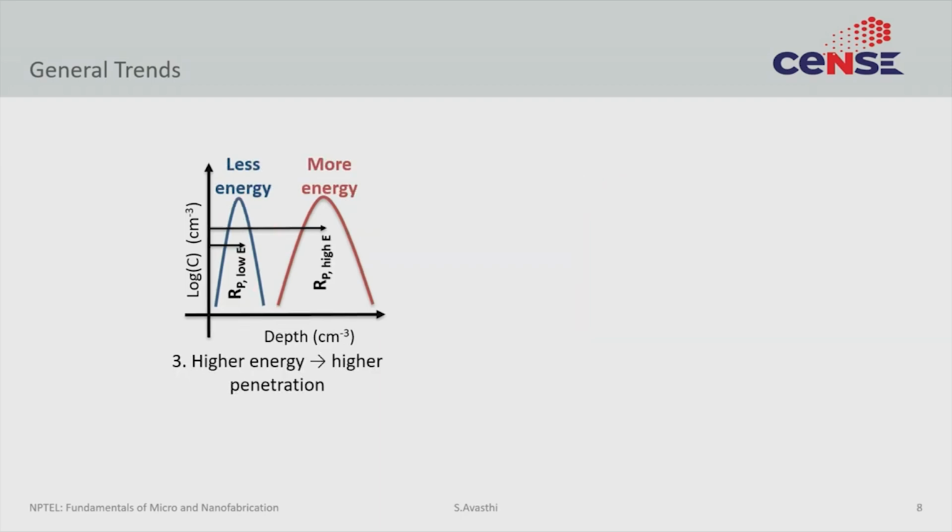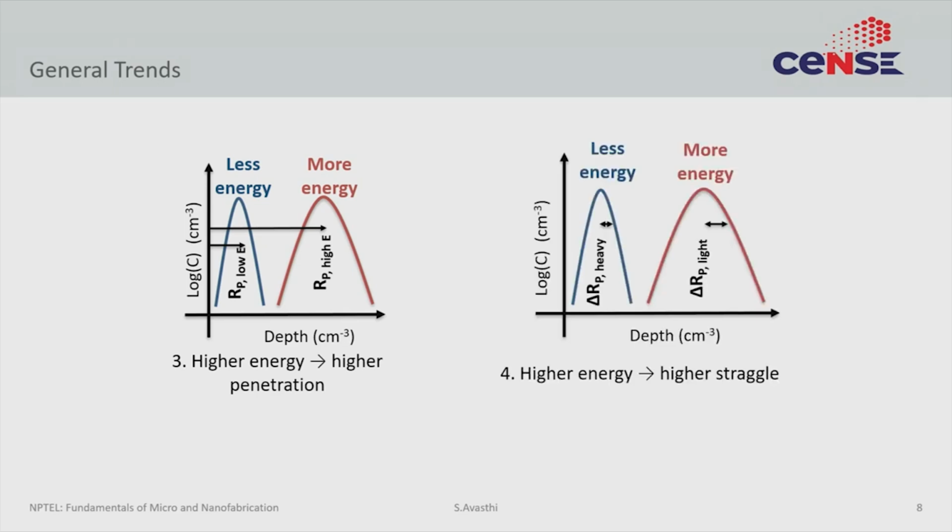Similarly with energy, if you are coming with a lot of energy for the same ion, you will have higher straggle. If you are coming with less energy for the same ion, you will have lower straggle. And similarly, if you are coming with more energy for the same ion, you will have more penetration, and if you have less energy for the same ion, you will have less penetration. Okay.